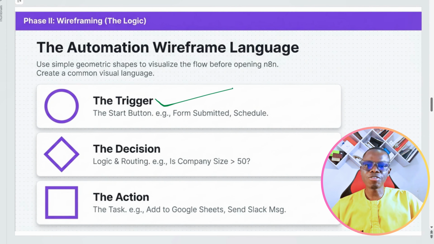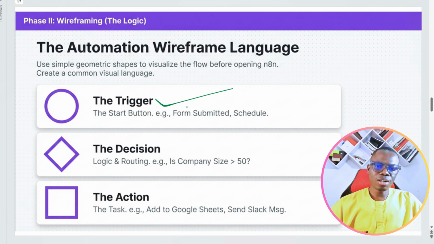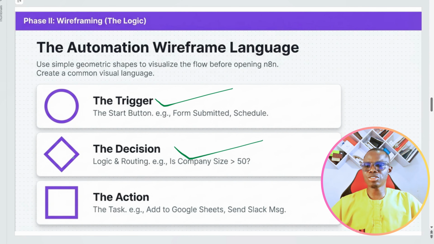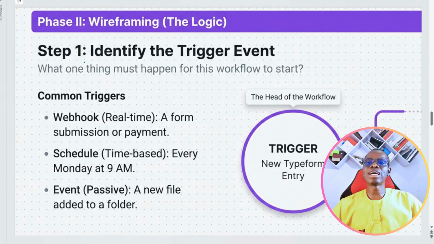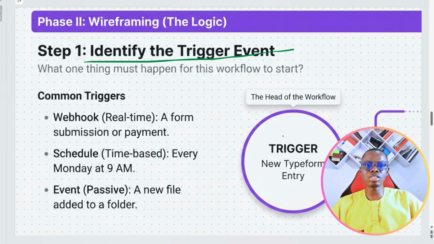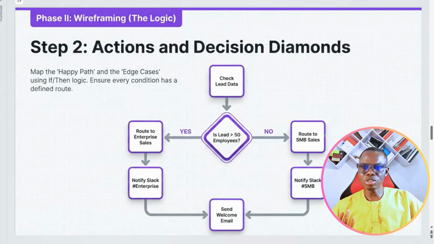This shape for your trigger, you can use a circle for your trigger. Oh, when form is submitted, unscheduled, when call comes in, all those triggers. Things that have to do with decision, you can use this shape. And for actions, you can use this square shape. Okay, let's break them down now. Identify the trigger event. So your trigger event, you want to use this circle, or it could be a webhook, it could be a schedule, it could be an event. So that's your first one.